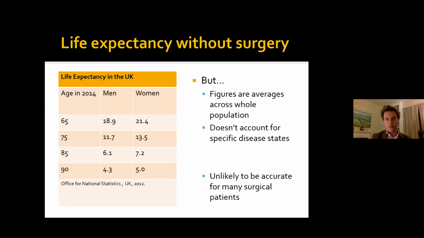But the problem, of course, is that these are average population figures. So they don't account for disease states. They don't account for the sort of person that you see in a complex vascular clinic who needs to have an aorto-bifemoral bypass because they've got terrible COPD, smoking-related disease, ischemic heart disease, heart failure, and all of the above. Those figures are not going to be applicable. And so you need some way of adjusting those figures for those various different disease states.